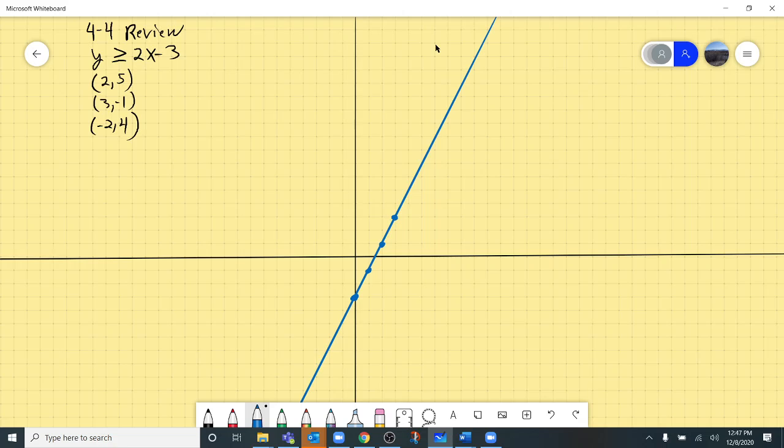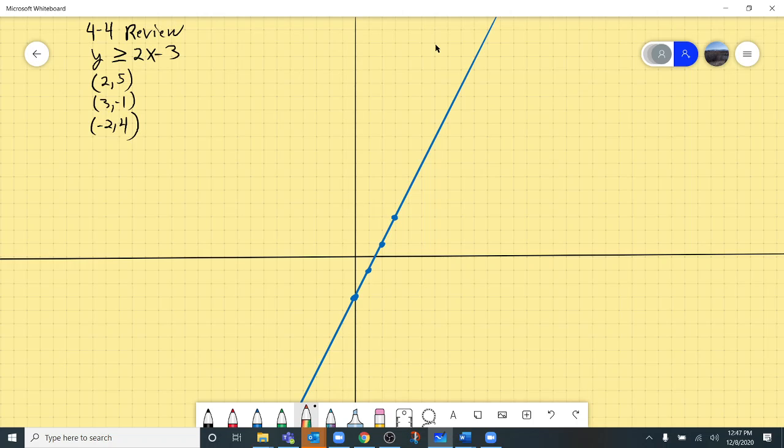Now, this is where it gets a little bit interesting. With an inequality, we have to take into account this greater than or equal to sign. First of all, let's look at this equal to sign. If it has an equal to sign, remember, then our line is going to be solid, a straight, solid line, just like this. If it doesn't have that equal to part and it's just greater than or less than, then this line needs to be dashed and broken up.